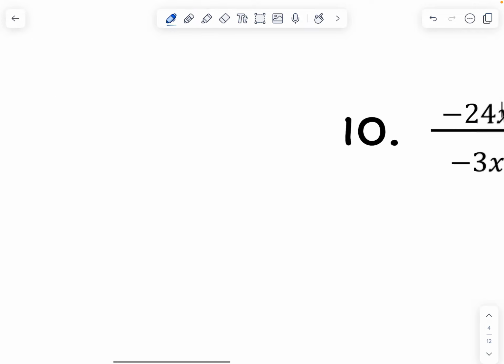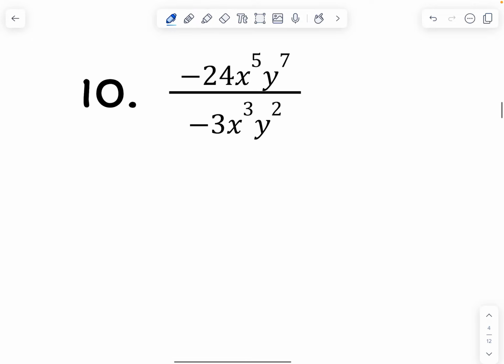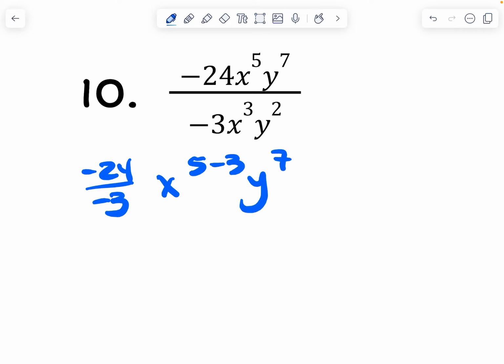Okay, and last but certainly not least, negative 24 over negative 3. Subtract my exponents. Okay, this simplifies to 8, x squared, y to the 5th.